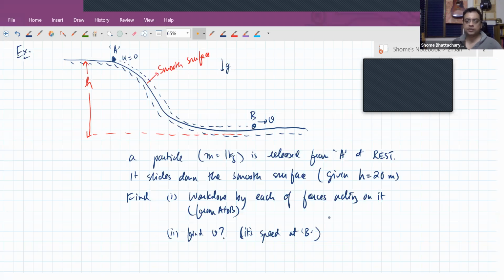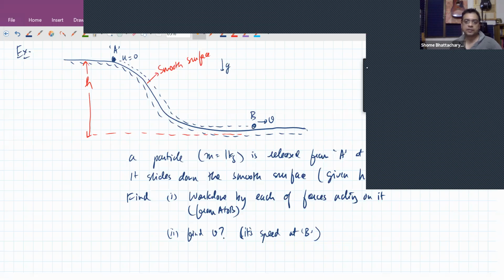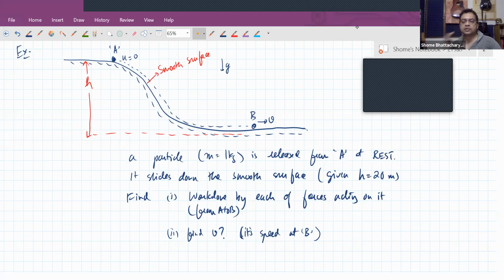So just try this out, people. Tell me the answer quickly. Should not take more than a minute. Give me the answer for V in meters per second fast, okay? And the work done by each of the forces in joules.